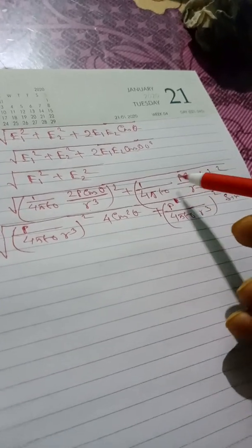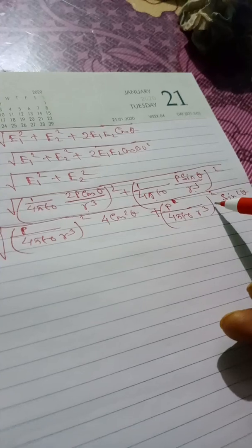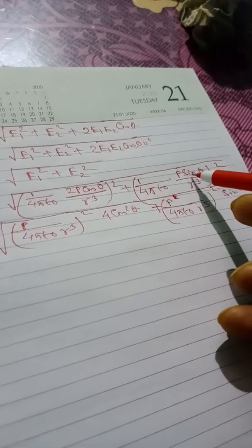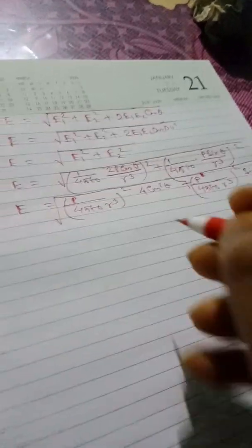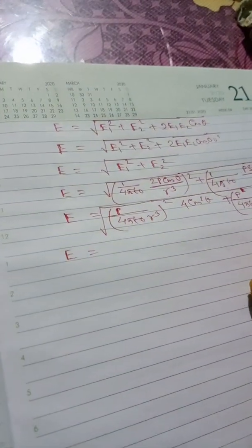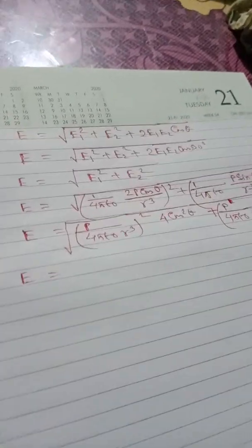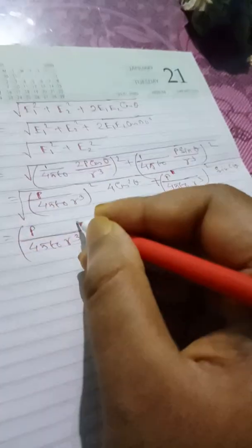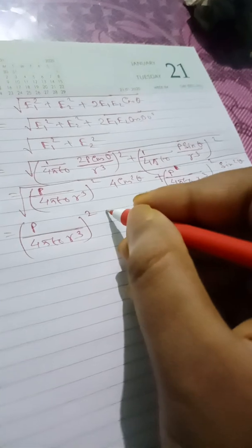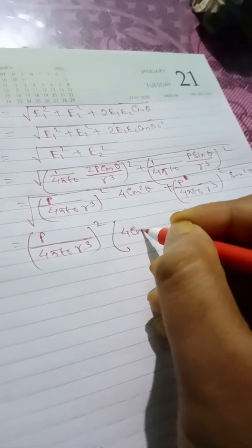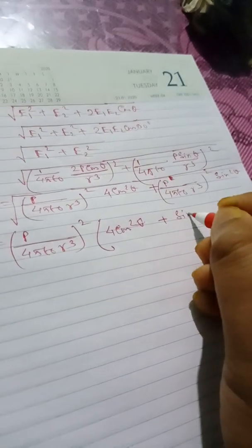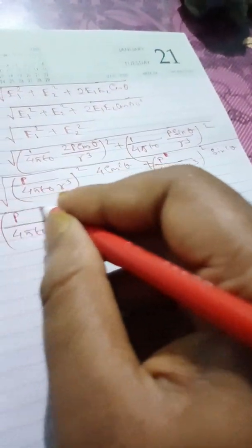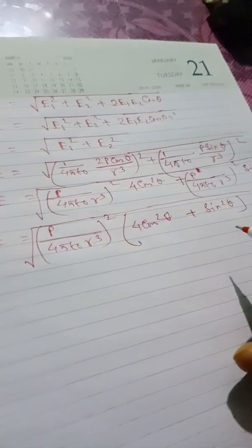Okay, here 1 by 4 pi epsilon naught p by r cube, we take this in a bracket squared, and sine theta whole squared means sine square theta. So from this term, p by 4 pi epsilon naught r cube is the common term. So from here you can take common this p by 4 pi epsilon naught r cube. Then there is 4 cos square theta plus sin square theta. The total thing will be under root.